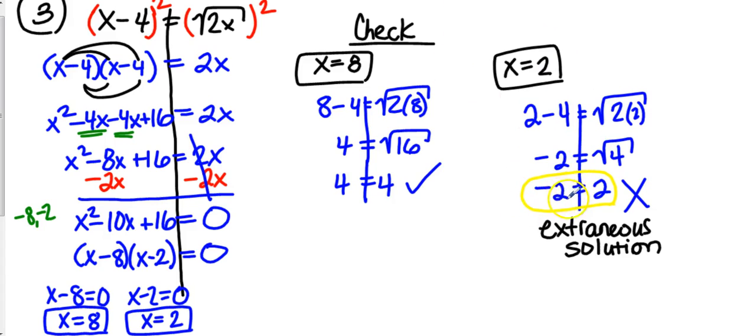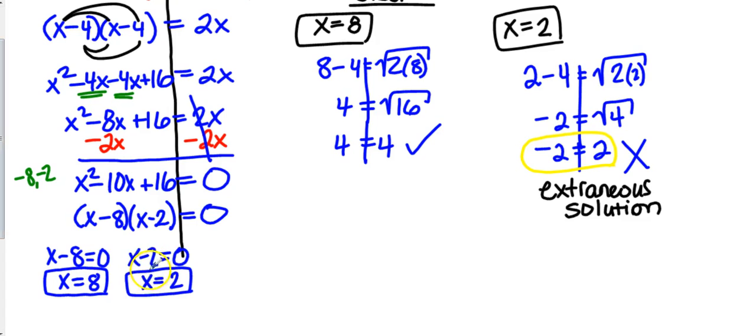So because of that, we come over here and we reject this answer. We say that this is extraneous. So the only answer we keep is x equals 8, and we're done. That completes the 3 examples we need to be all set for tomorrow.